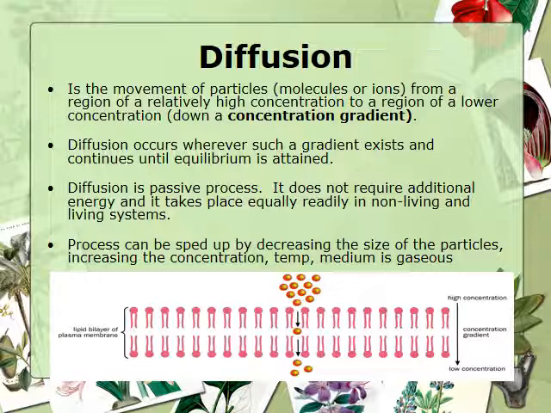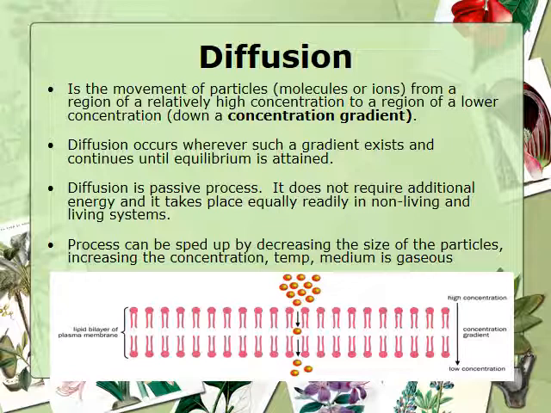And the best example of this in a non-living system, such as a classroom, would be one that has been sprayed with deodorant or an air freshener. These particles will move through the room from an area of the spray until the spray has equal strength all around the room. We can speed up the process of diffusion by using smaller particles.